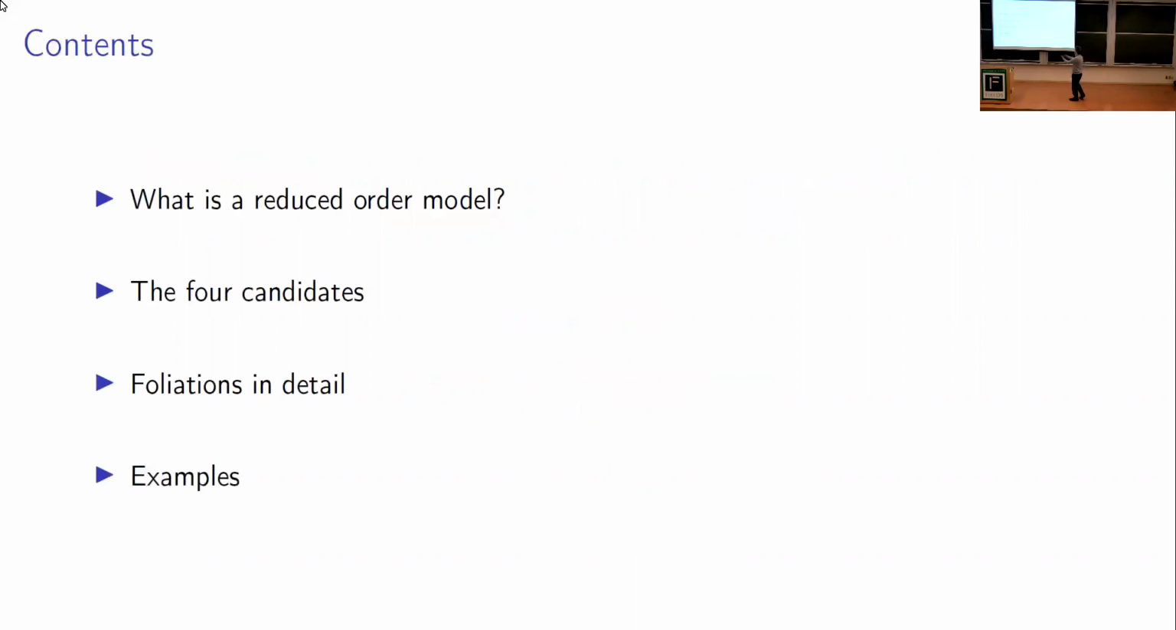So the content is very simple. I'm just defining a very weak definition of a reduced order model. The only thing I want is some invariance. Then I will describe what four candidates could be for the reduced order models, and then I kind of eliminate three of them. And what remains are foliations, and then I'll talk about them in detail, and I will show some examples.